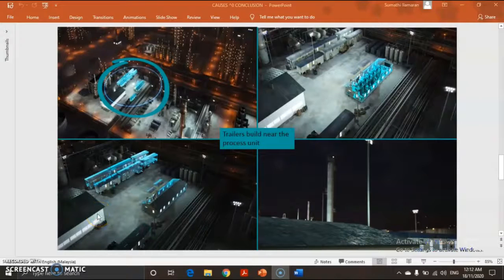Okay, next, the trailers were built near the process unit. Actually, the trailers should be built far away from the process units, because the processes are really hazardous, and the liquid introduced inside the refinery tank was highly flammable, so there was a high chance of accidents happening. So this was also a reason for the disaster.